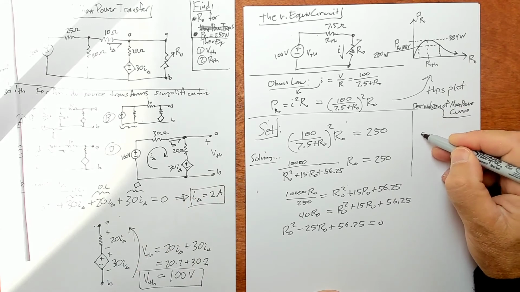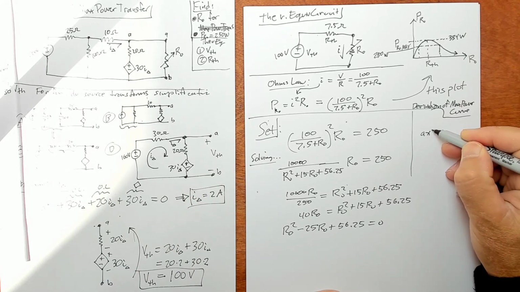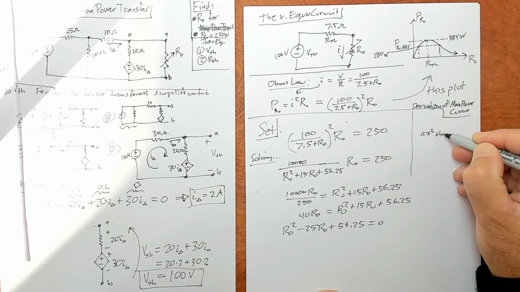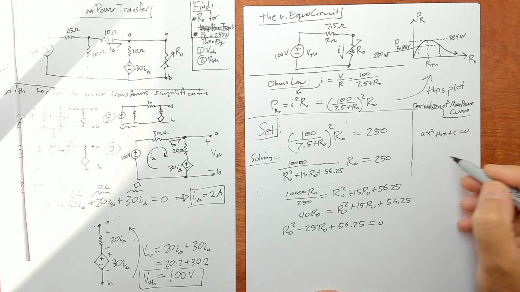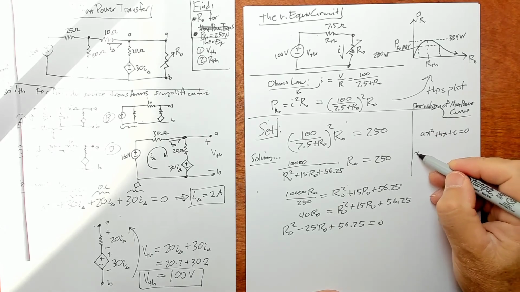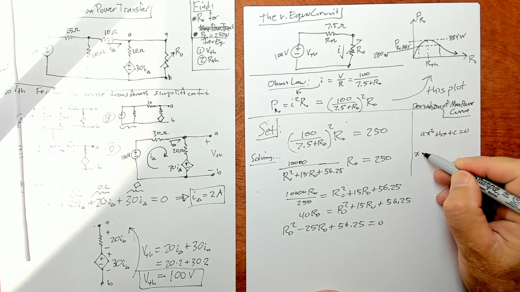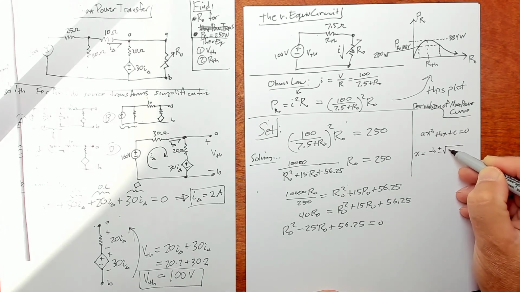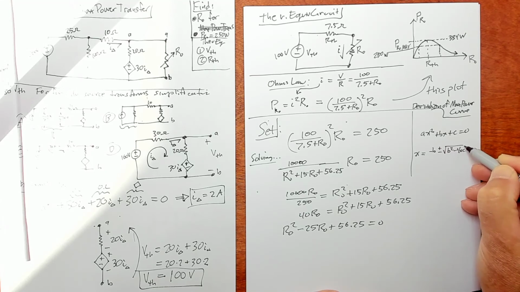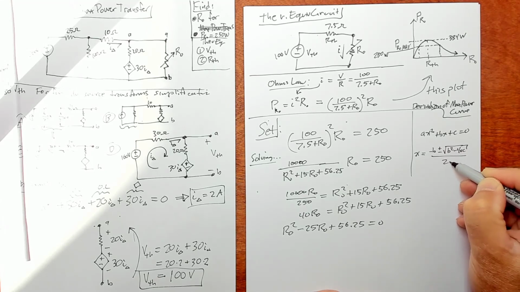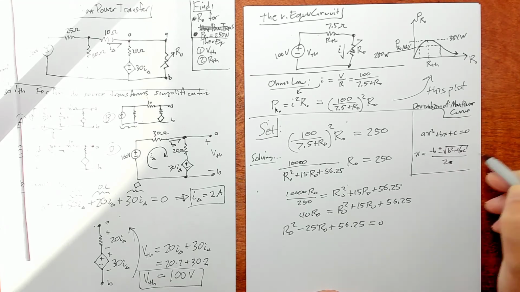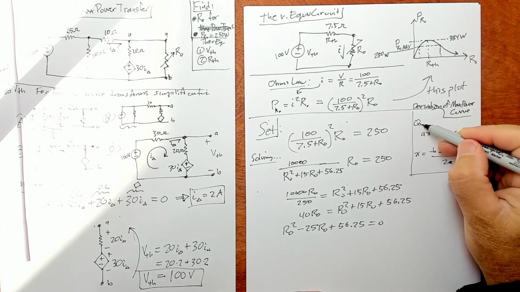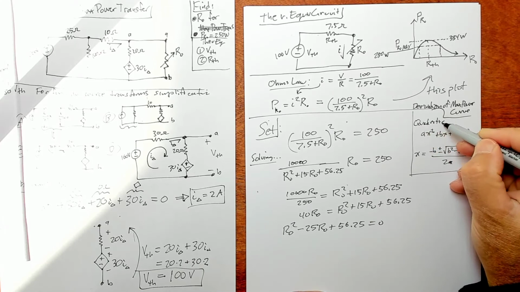This is a quadratic that we can solve with the quadratic formula. When you're given a quadratic of the form ax squared plus bx plus c equals 0, x is given by minus b plus or minus the root of b squared minus 4ac, over 2a. This is just the quadratic formula from math class.